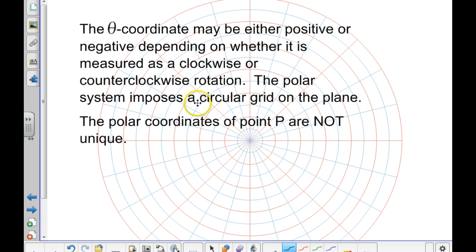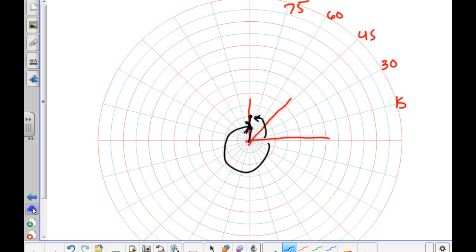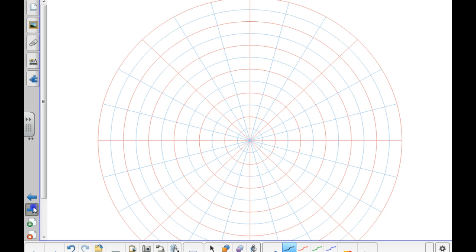All right, the theta coordinate, the rotation around is either positive off the x-axis or negative. We're used to that, right? Clockwise, counterclockwise, this is counterclockwise, is positive. The polar system imposes a circular grid on the plane, and the polar coordinates of P are not unique. There's multiple ways to name the same point. So, here we go.